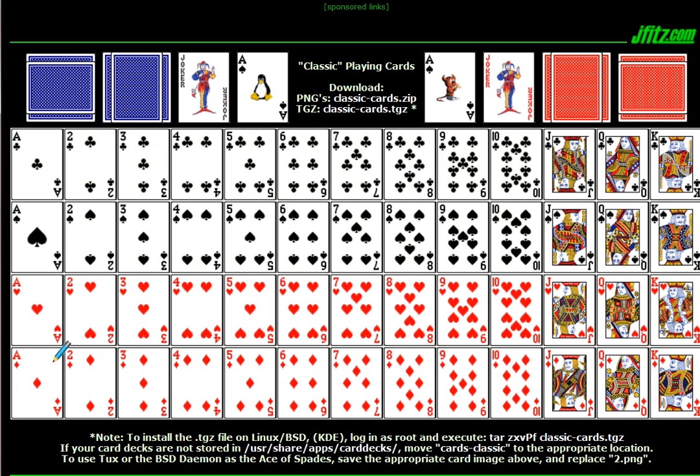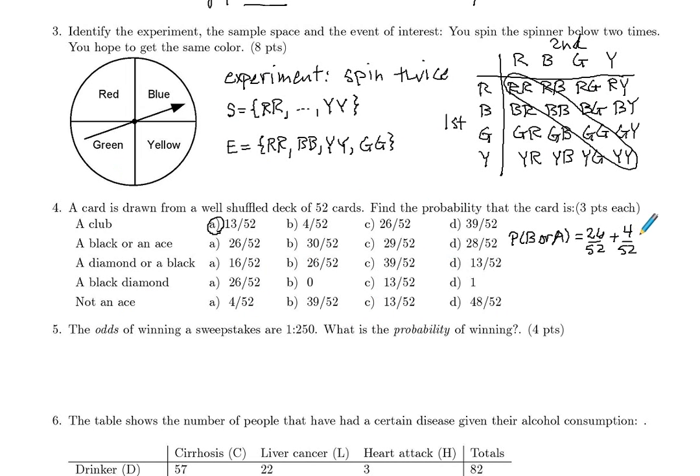And then what we have to do is subtract out the overlap. So the overlap between the 4 aces and the black cards are these 2 black aces. So those got counted once for the black cards and once for the aces, so we have to subtract them out. This is addition rule that we're using. So minus the double count, 2 out of 52. So that'll be 26 and 4 is 30, minus 2 is 28 out of 52, so D.